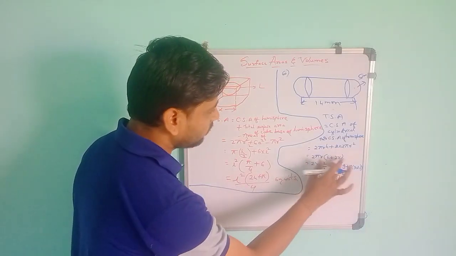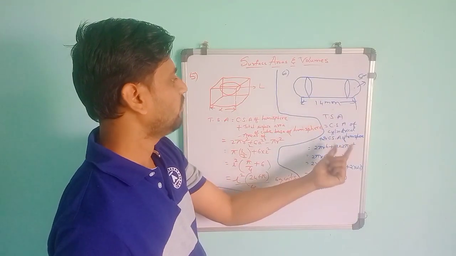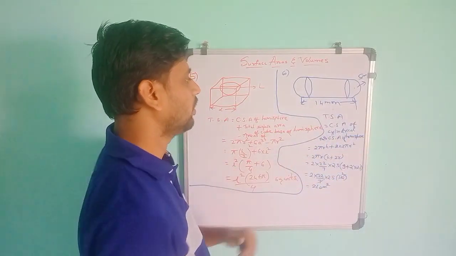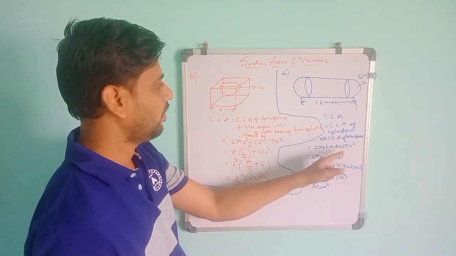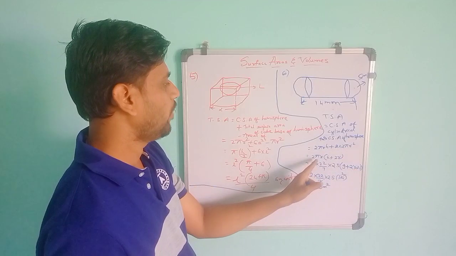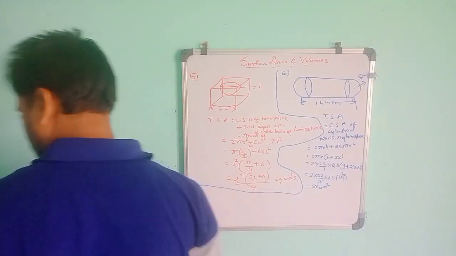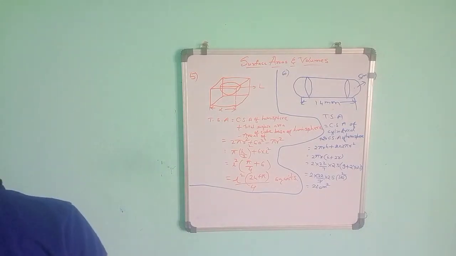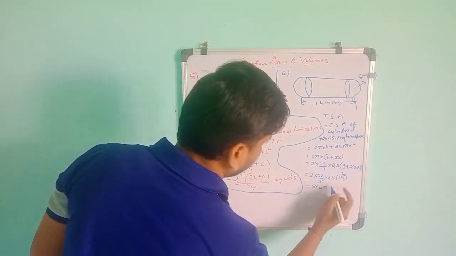So 2 pi r h plus 2 r, because here the 2 sides are hemispheres. So 2 sides, 2 into the curved surface of the hemisphere, which is 2 pi r square. So 2 pi r h plus 4 pi r square, with 2 pi r taken common, gives h plus 2 r. The unit is mm square.